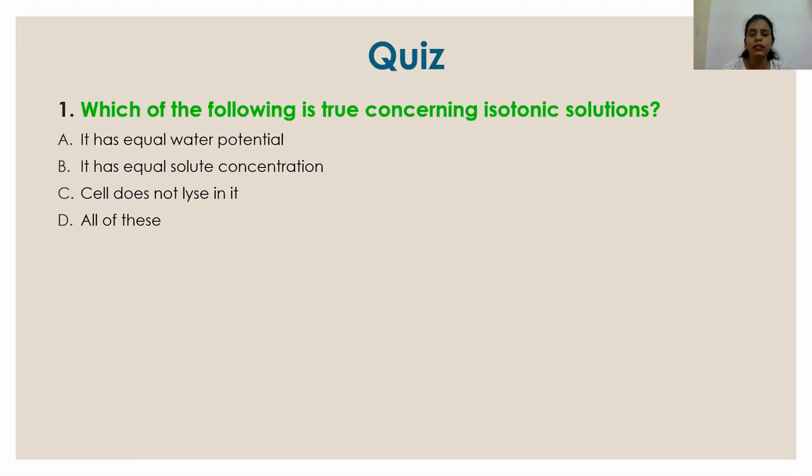Then, the cell does not lyse in it. The meaning of the term lyse is break, or you can say burst. So the bursting of a cell cannot take place in an isotonic solution. And the last option is all of these. So all these 3 points, A, B and C, are correct in terms of isotonic solution. Hence the correct option for this question is D.